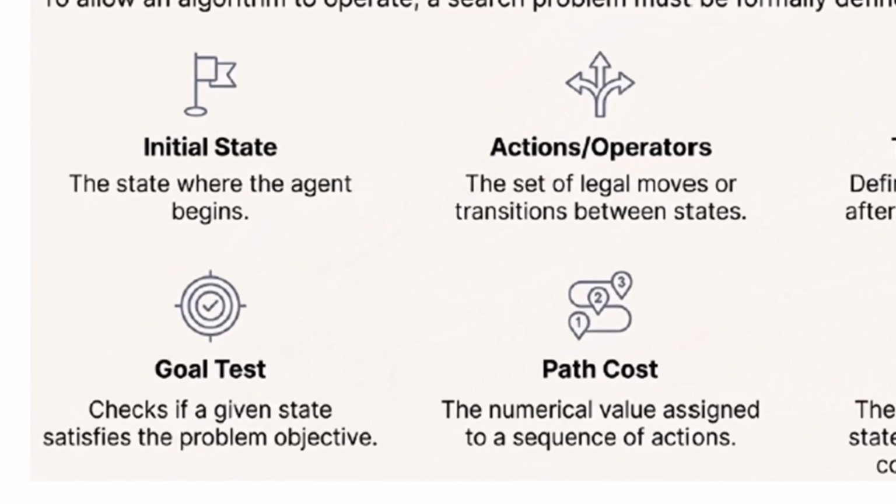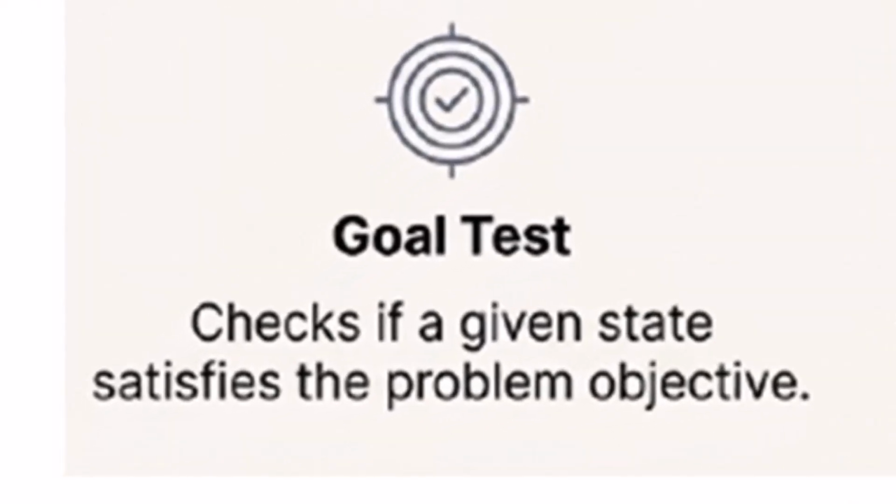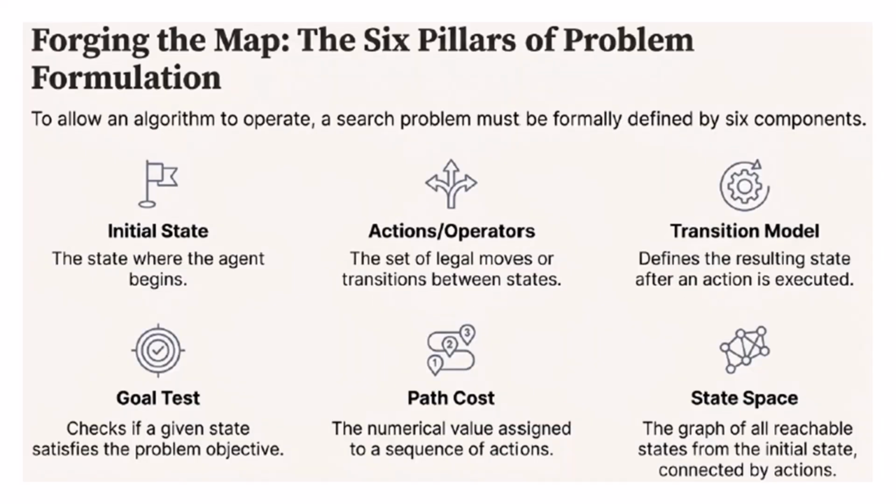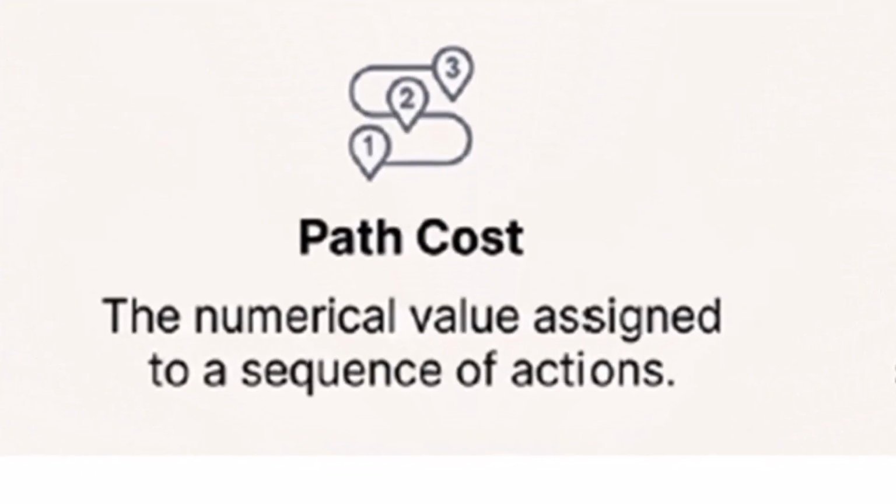Then we have the goal test. This is the finish line, a function that checks if the agent is currently in the goal state. For our trip, the test passes when you reach Abuja. Then we have the path cost. This is crucial. It's the numerical value we assign to a path. If your goal is the fastest route, the path cost is time. If your goal is the cheapest route, the cost is fuel and tolls.